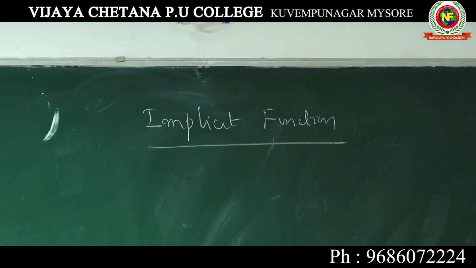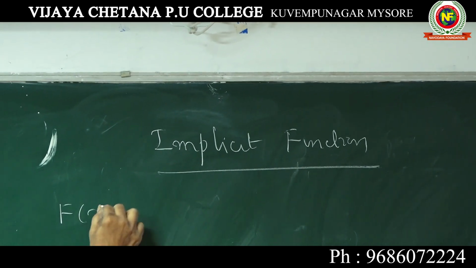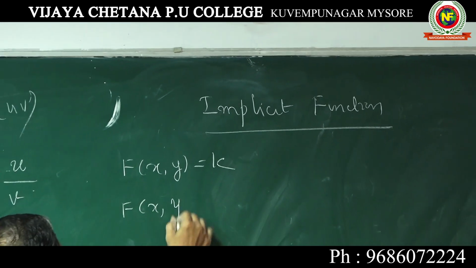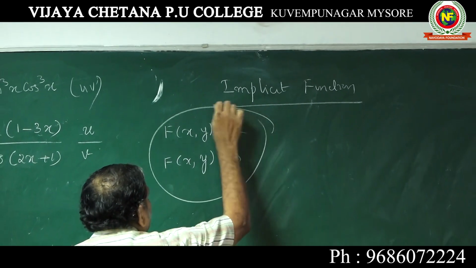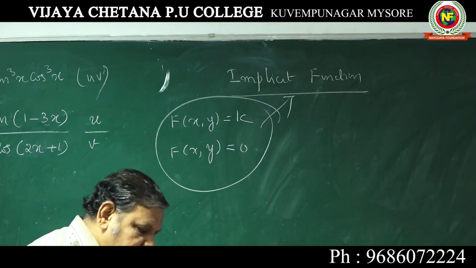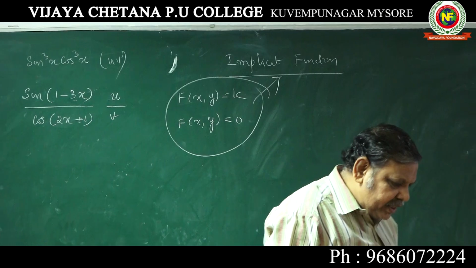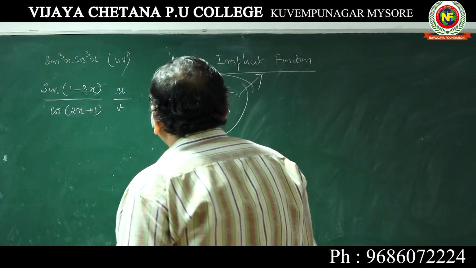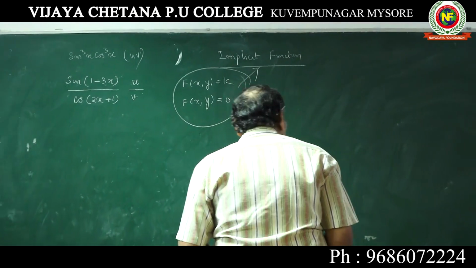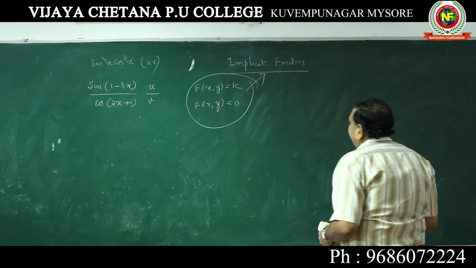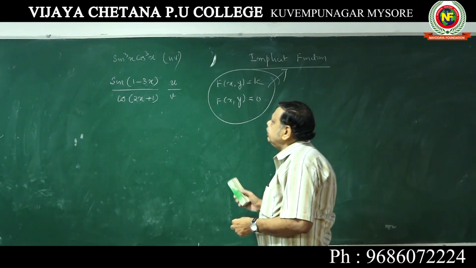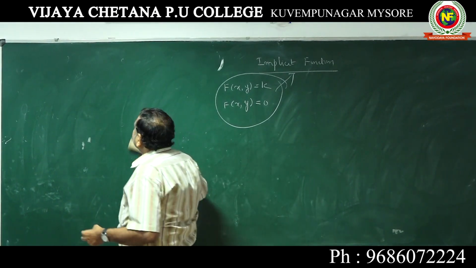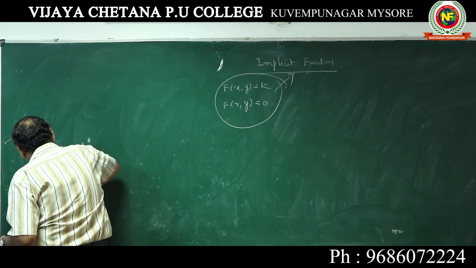Any function of the form f of x comma y is a constant, or f of x comma y is 0, then such functions are called implicit function. Please refer to my notes. I have already given you the definition of implicit function. Any function of the form f of xy is equal to k, or f of xy is equal to 0 is called implicit function. In fact, we have done problems also. Anyway, I am going to revise, we will do some more problems today.